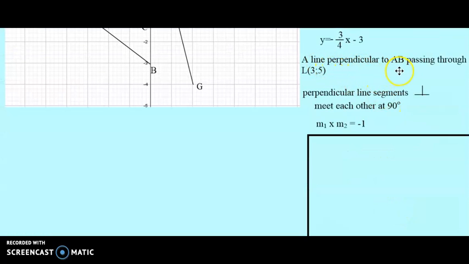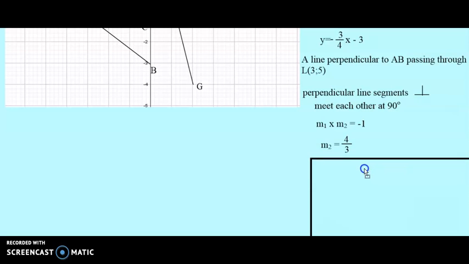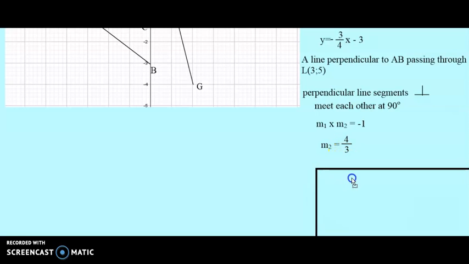So a line perpendicular to AB passing through the point L, 3 and 5. The perpendicular line segments, that's a symbol for perpendicular lines, meet each other at 90 degrees. That means the gradient of the one line multiplied with the gradient of the other line will give me negative 1. So in layman's terms, M2 will be the reciprocal of M1 multiplied by a negative. So M2 is then 4 over 3.